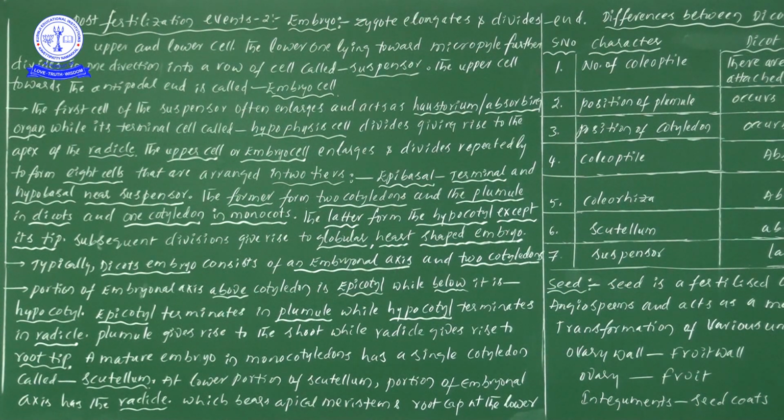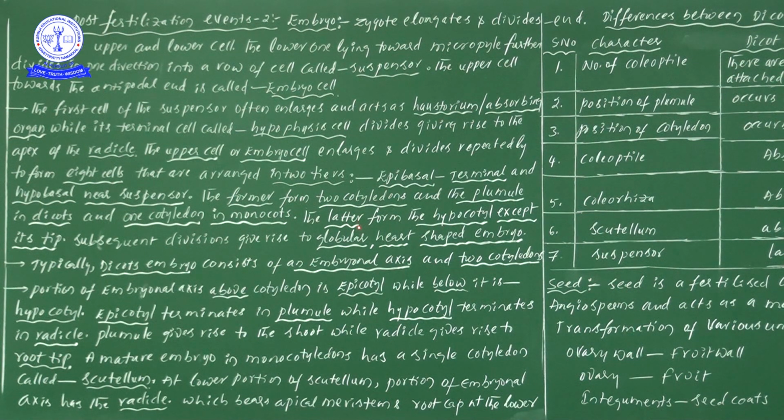Once you see there, the embryo cell divides further and 8 cells are formed. These 8 cells are divided into 2 parts, 2 tiers: one is epibasal and the other is hypobasal. The epibasal forms 2 cotyledons and the plumule in the case of dicots, and in monocotyledons it forms the scutellum. Scutellum is the name of the one cotyledon.